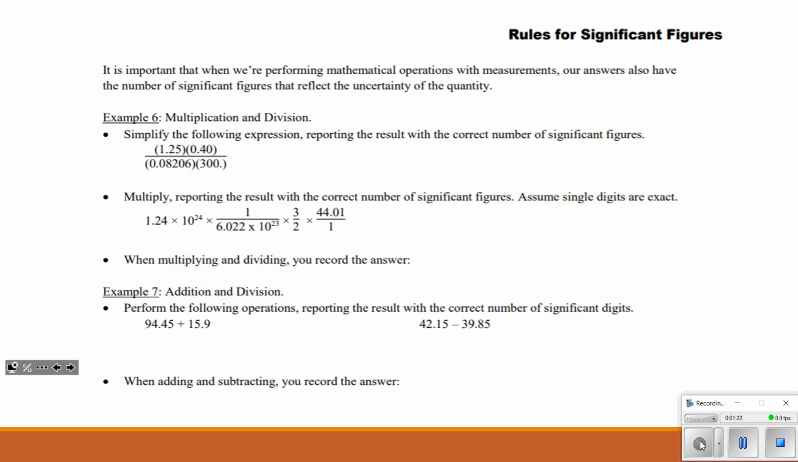So there are rules when you're multiplying and dividing and when you're adding and subtracting. So first of all, we'll go through multiplying and dividing, and then we'll come back to the adding and subtracting.